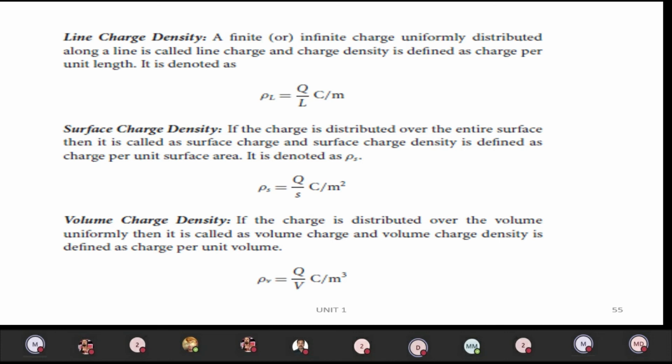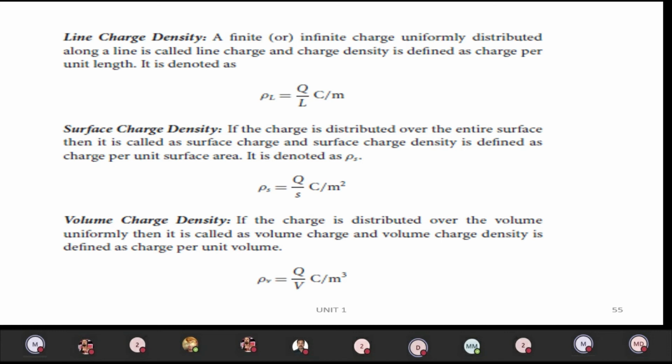So before going for the continuous charges, we have to see about these three charge densities. What is line charge density? Normally, current density means current per area. Similarly, charge density means charge per area. Surface density means charge per area. That's what we will see in that one.